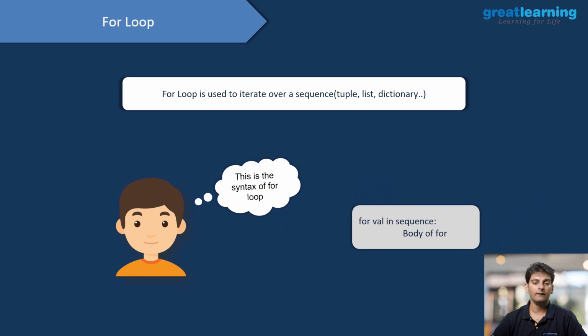Now we'll head on to the for loop. A for loop is used to iterate over a sequence. That sequence could be either a tuple, list, dictionary, set, or even a string. And this is the syntax of the for loop: for value in the sequence, and then we'll give out the body. Now this might seem a bit vague or difficult to understand, so let's directly head to Jupyter Notebook and go ahead with the code.